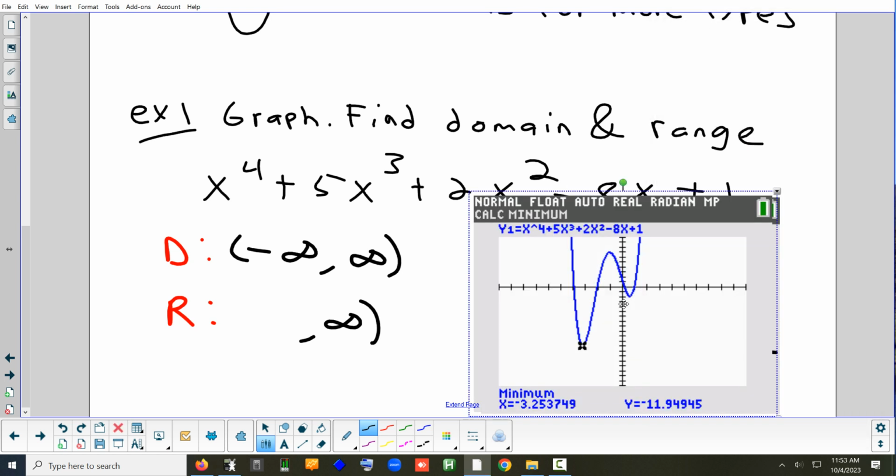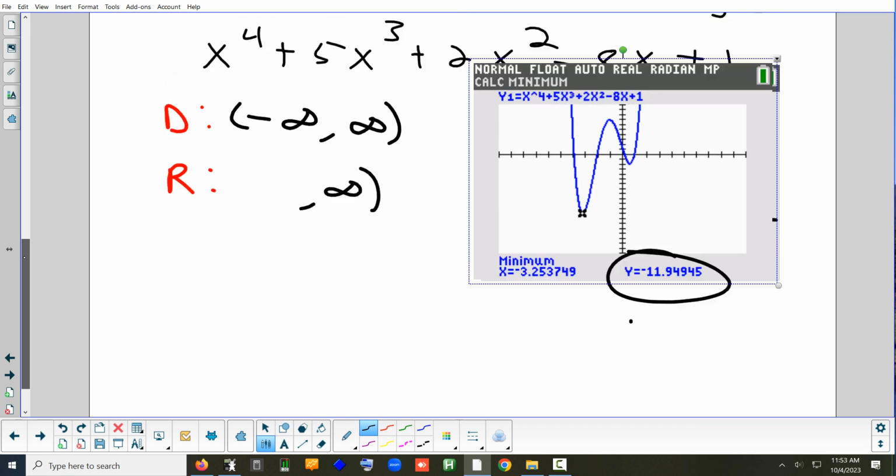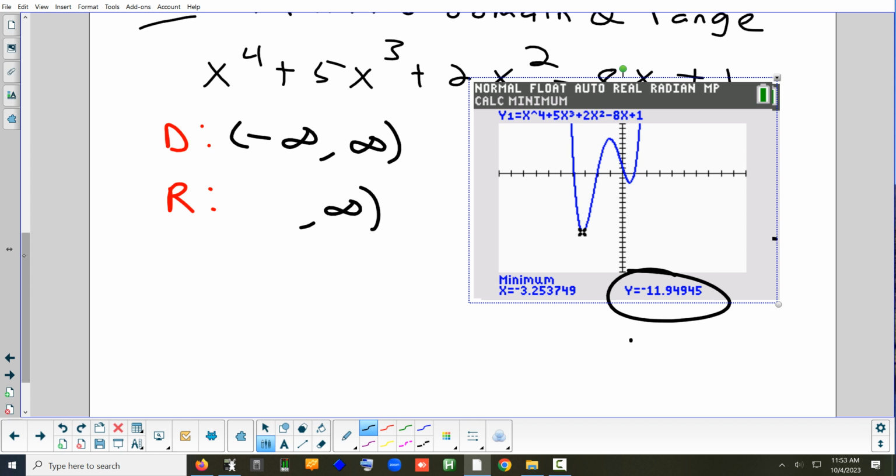Okay. So remember, we're dealing with range now. What letter is range? Y. Okay, so the x is not how low the graph goes. Negative 3.2. That's not how low it goes. The lowest it goes is negative 11.95. That's the lowest.